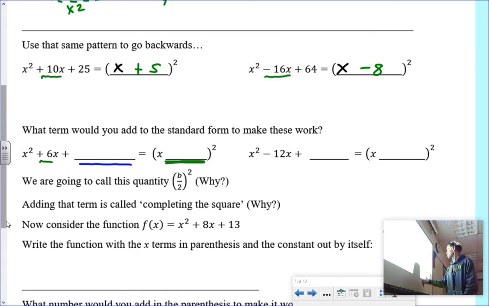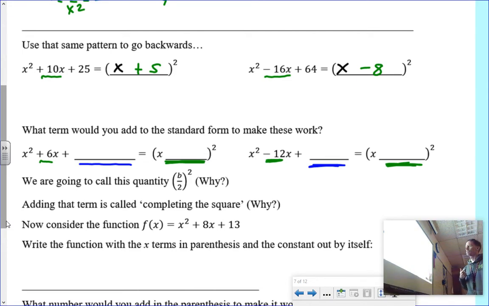Same thing in the next example. If that's our b value, what number would go right here using the pattern we did right above? And then going that number, what number would go right here? So again, think about that. If you need to pause the video, you can.